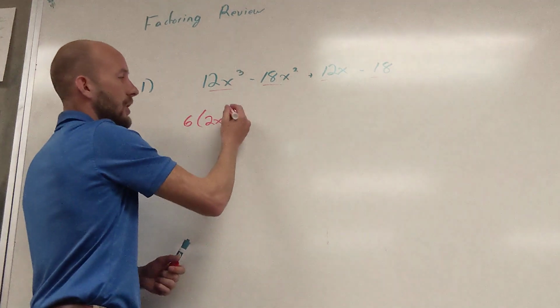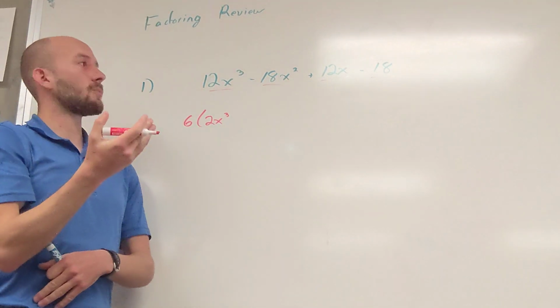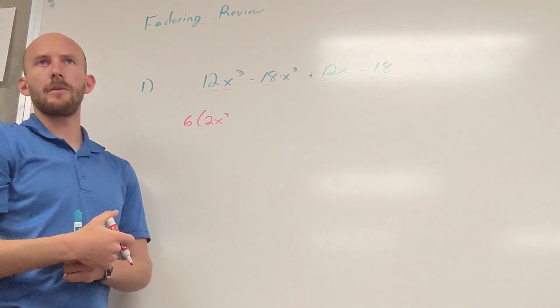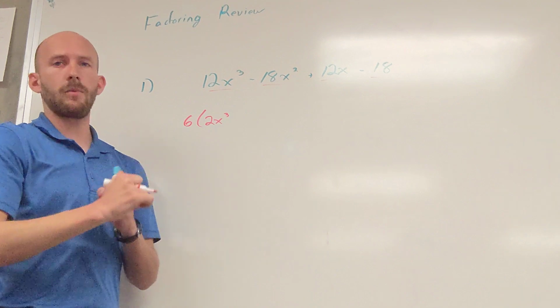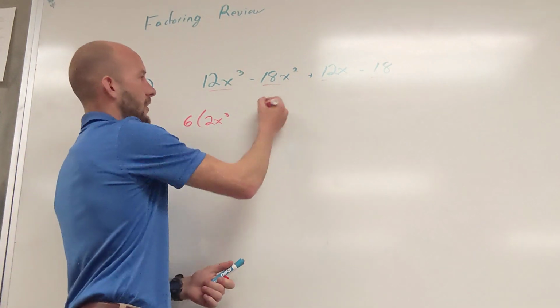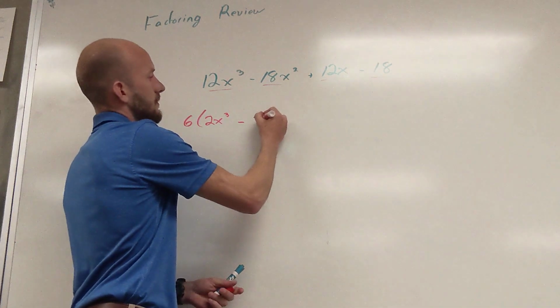You also want to check for variables as well, but they don't have a variable in common for all 4 terms. But when you're checking for GCF, it's numbers and variables. Okay? So I divide all these by 6.